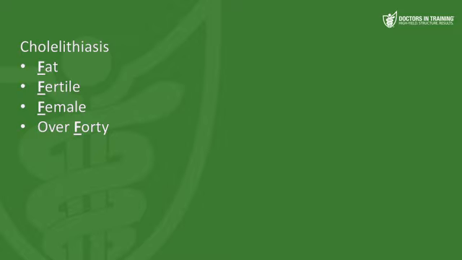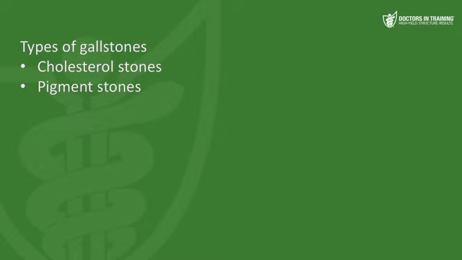Women have more gallstones than men, and a vague notion is that most people who get gallstones are over the age of 40. There are also several different types of gallstones. There are stones that are composed primarily of cholesterol. There are pigment stones composed primarily of bilirubin and bile pigments. But most gallstones are what we call mixed stones, meaning they have a mix of cholesterol and pigment.